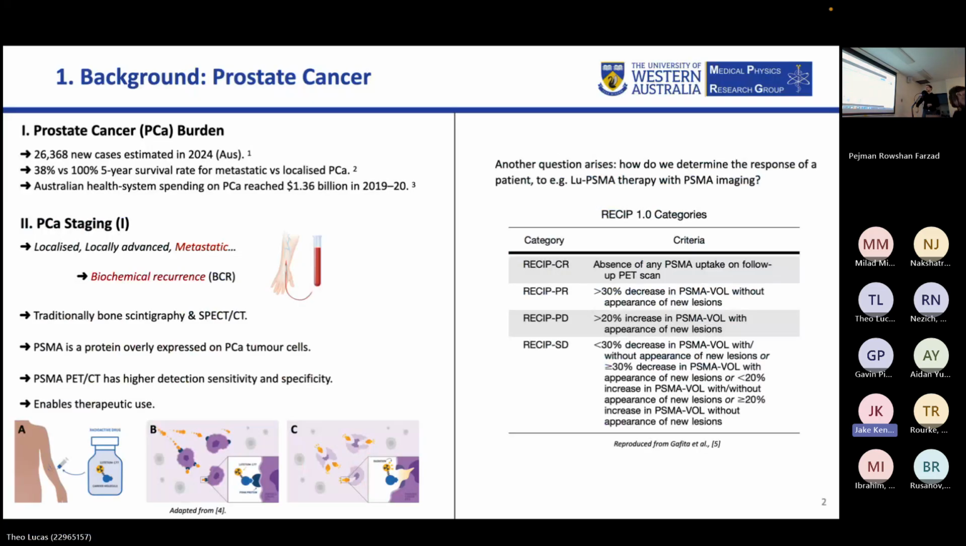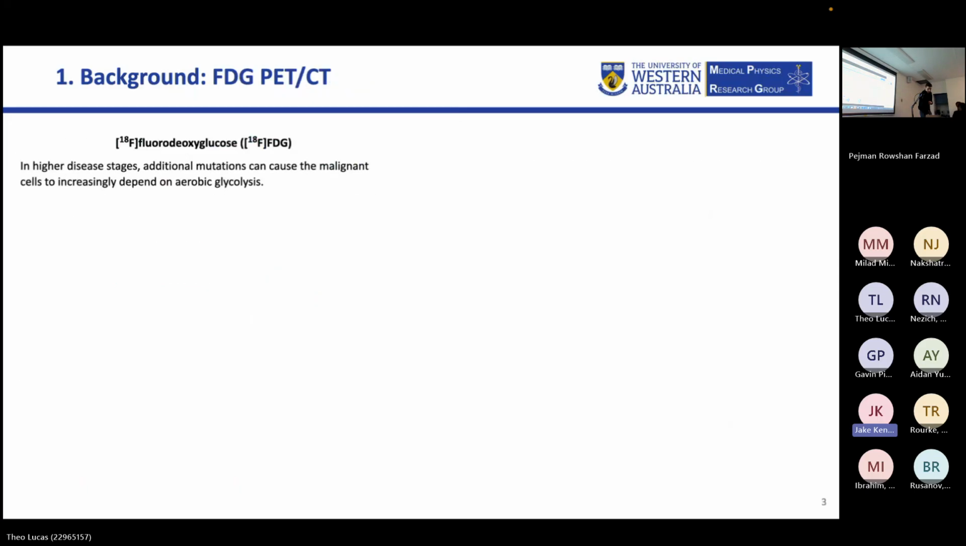Yeah, sure. So how do we determine quantitatively a patient's response to a treatment if they've undergone the use of PSMA imaging? This is where this thing called RECIP comes in, which allows us, the clinician, to group the patient in one of four categories, depending on changes in total tumor burden from baseline to follow-up scans, and also the appearance of new lesions. And so I've said this here because it will come back a bit later on. So this is a way to evaluate treatment response.